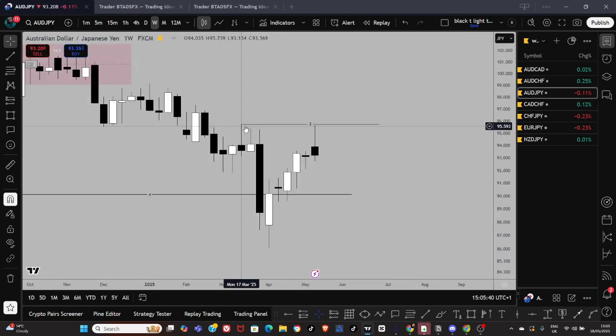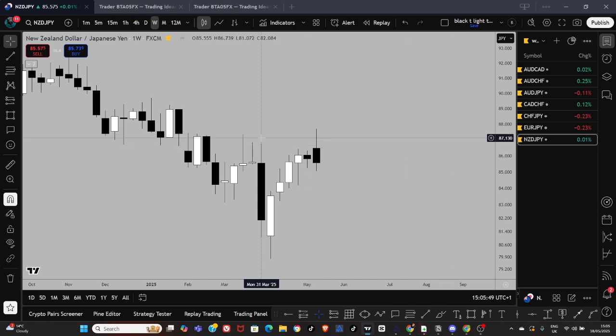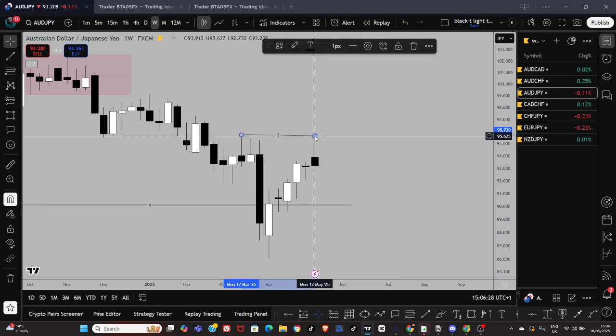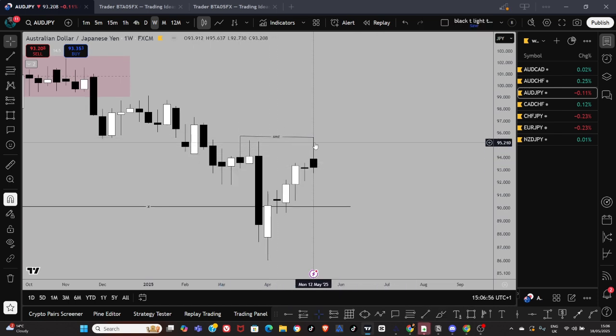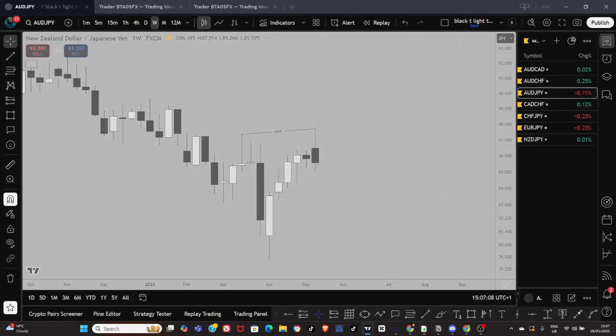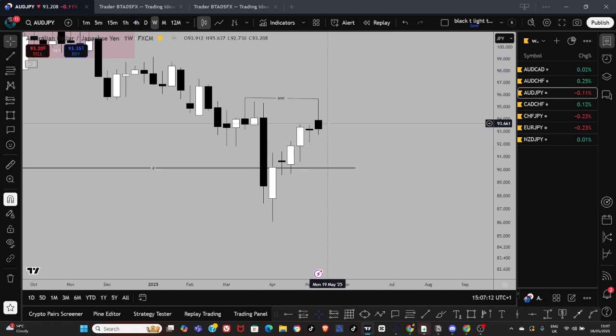AUD JPY, price didn't sweep this swing high. If you see, NZD swept this swing high. So this is like an SMT. This is Monday 17th. Go to AUD JPY Monday 17th. You can see that price didn't actually sweep this high, but NZD actually swept this high. So this is like an SMT divergence in NZD JPY and AUD JPY. So AUD JPY seems weaker, and there's no fair value gap again in this leg.